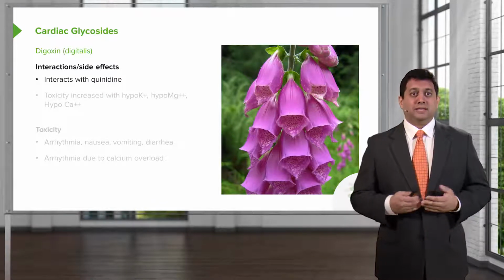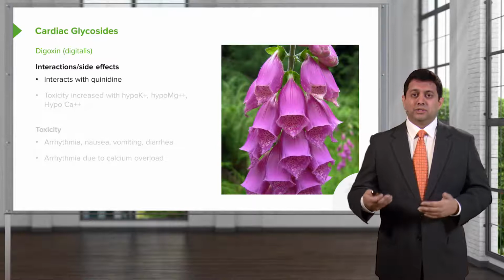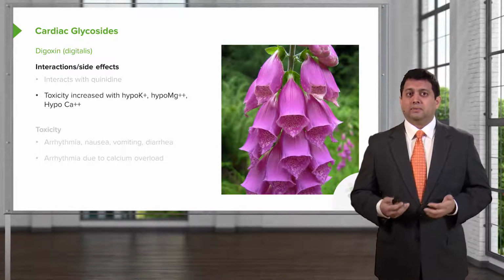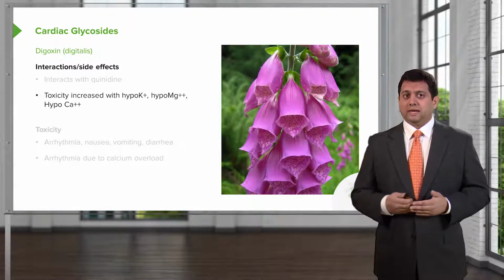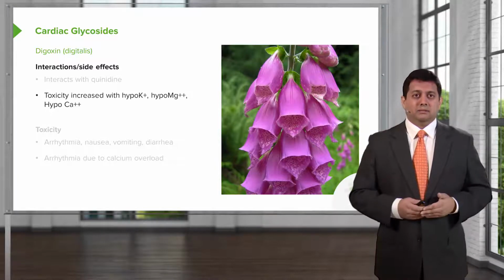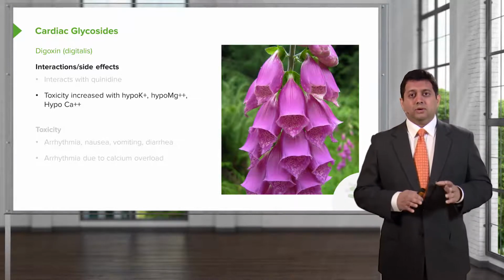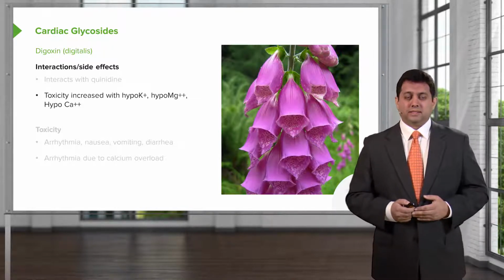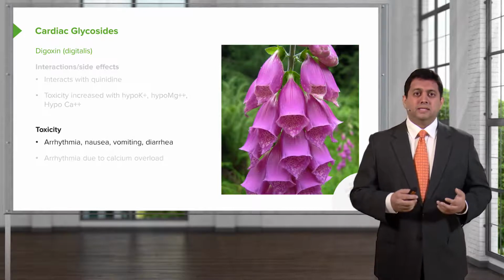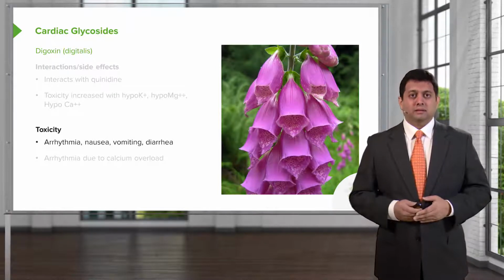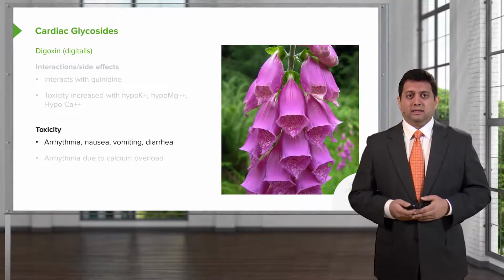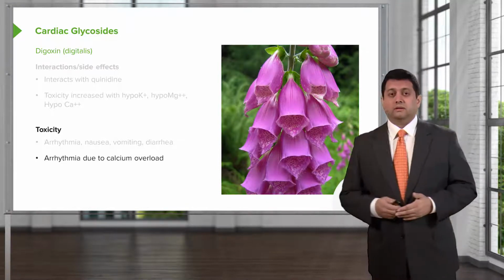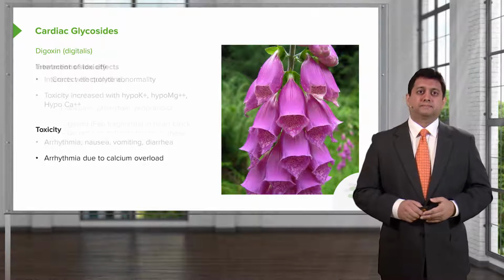Interactions of digoxin, it interacts with quinidine, which is also derived from a similar plant. The toxicity is increased with low potassium levels and low magnesium levels and low serum calcium levels. So when you're going to administer digoxin to a patient, make sure you check the electrolytes. Toxicity can also result in arrhythmia, nausea, vomiting, and diarrhea. The arrhythmia is occurring due to intracellular calcium overload.